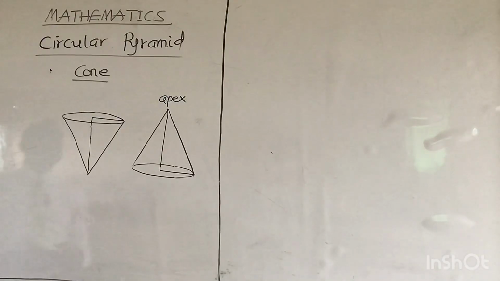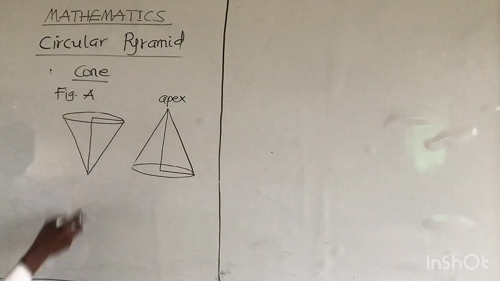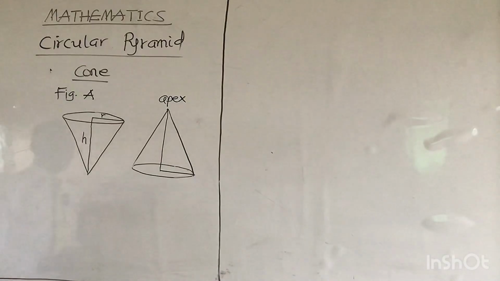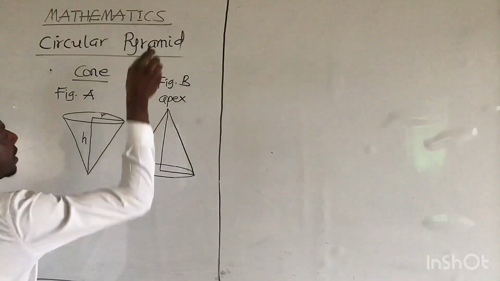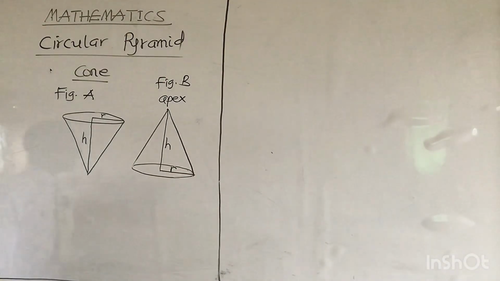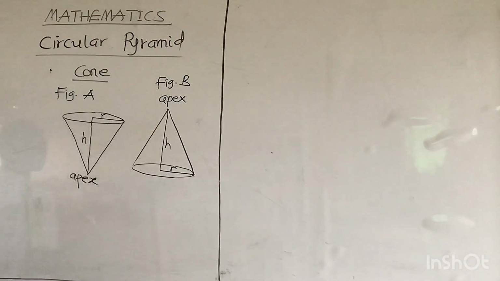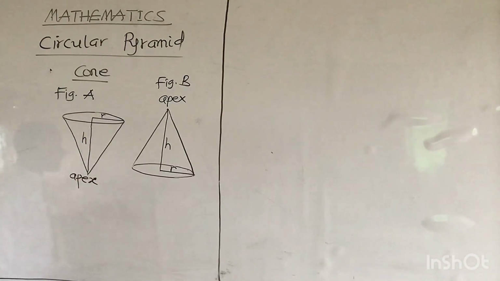Let me name this one fig A. From fig A, this is the radius R, and this is the height H. Then from fig B, this is the radius R, and we have the height H. Notwithstanding, this side can also be the apex because we can just turn it upside down. So this is our fig B and fig A, which are both cones.